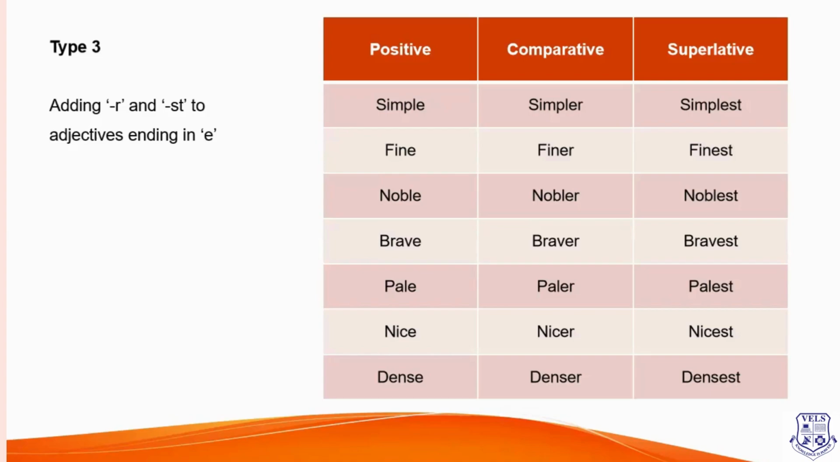Pale ends with the letter E, so we just add R and ST to make it paler and palest. Nice ends with the letter E, so we just add R and ST to make it nicer and nicest. Similarly, dense converts into denser and densest by just adding R and ST.